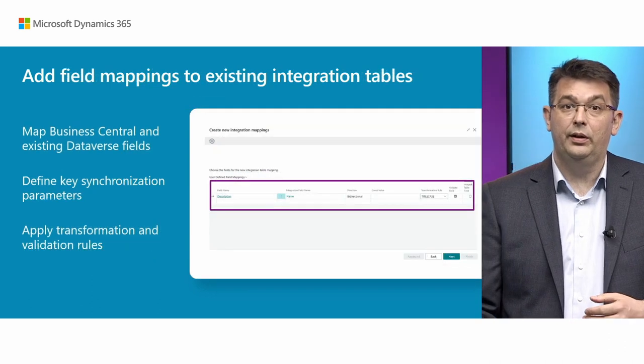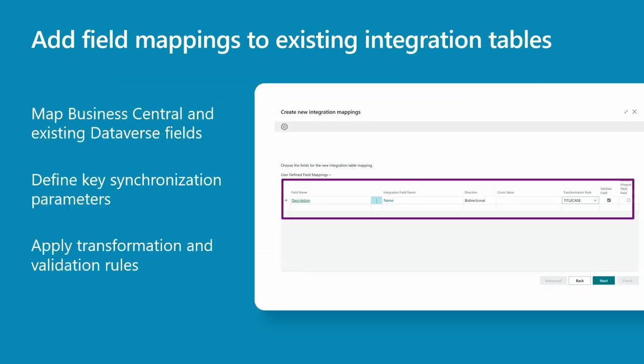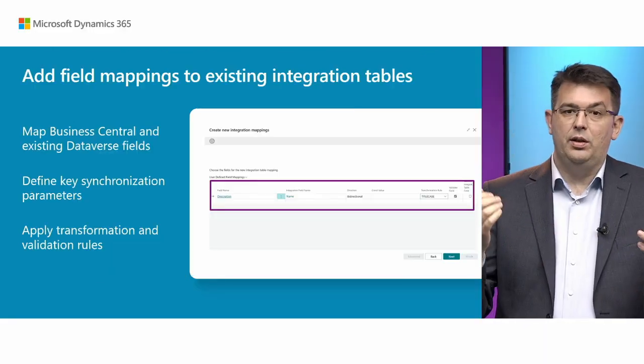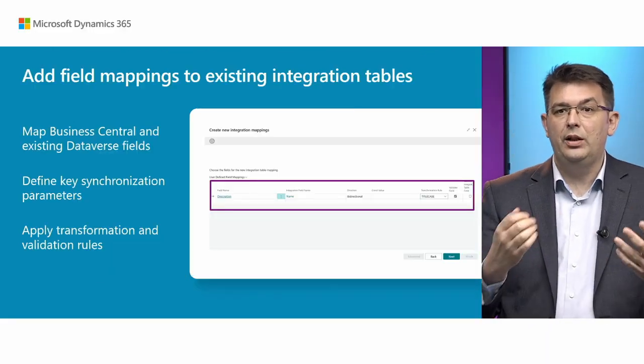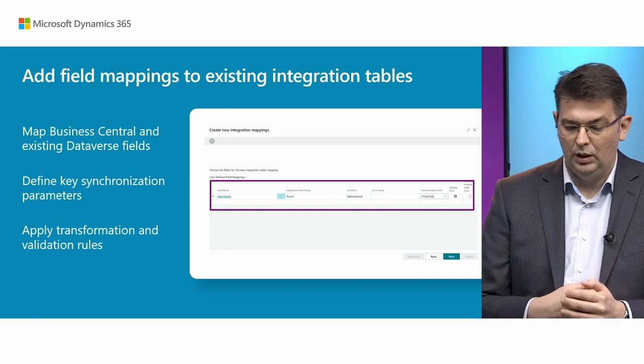As well as with table mappings, you can also now add field mappings to these newly created integration table mappings or to the existing integration table mappings. You define that also by specifying the parameters for each of the fields, such as transformation rules, validation rules, and when they need to be applied.